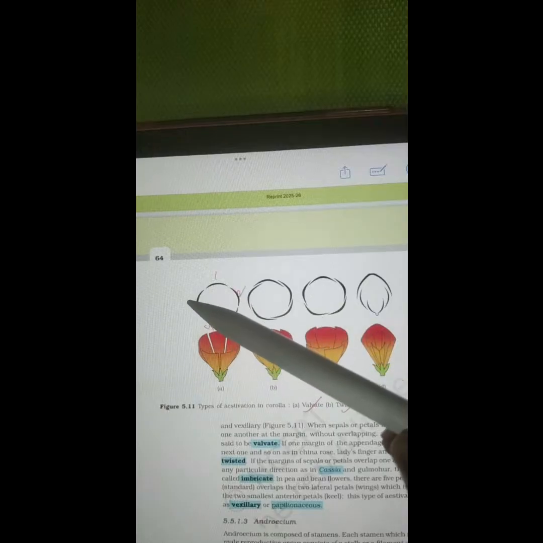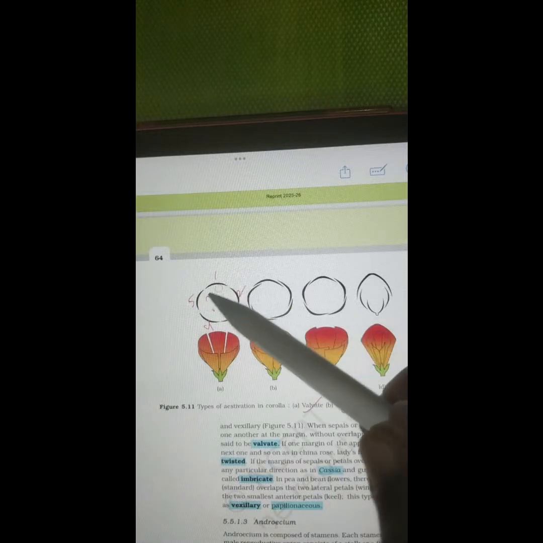Now see, this first figure is for the valvate. This is petal number 1, 2, 3, 4, and 5. How many petals are there? 5. That means what term can we use? Pentamerous, because they are in the multiples of 5. So here we have used the pentamerous term.